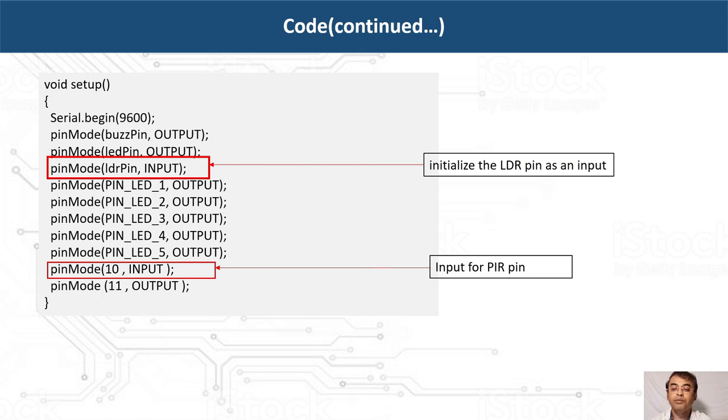Then we have the setup function. Here I have initially set all LED pins as output pins, and then the LDR as input pin, the buzzer as output pin, and this is pin number 10 for PIR, guys. Already I told you it's a digital pin, so I have to connect the PIR sensor with this digital pin number 10. Okay, and this 11 is also an LED pin, so when a motion is detected, this LED will glow.